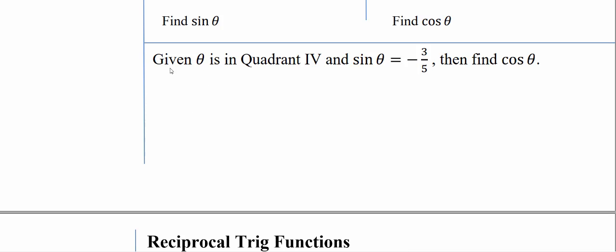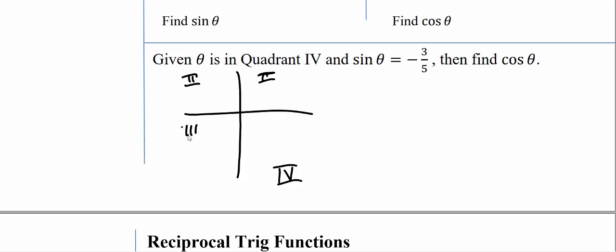Since given theta is in quadrant 4, here is my XY graph. Quadrant 4 is over here. Something we got to know. Remember, this is 1. Sorry, oops. This is 2, and this is 3. And so then I have a triangle somewhere. I'm just going to put a dot and make a triangle. These triangles are not drawn to scale, so don't worry about trying to get them perfect. It's not a big deal. Okay, and so this is theta here.